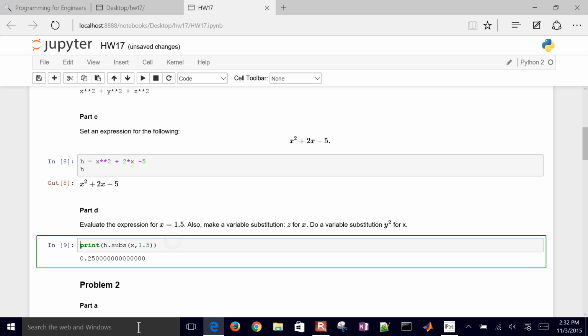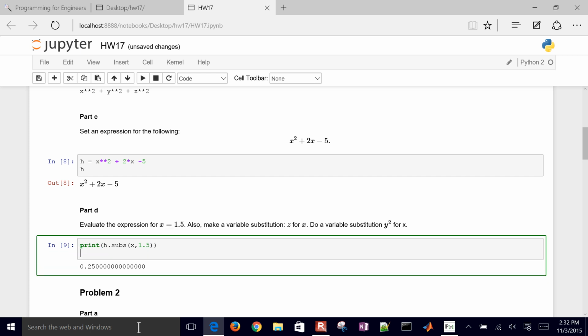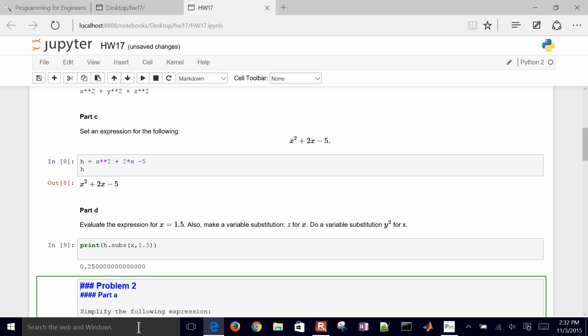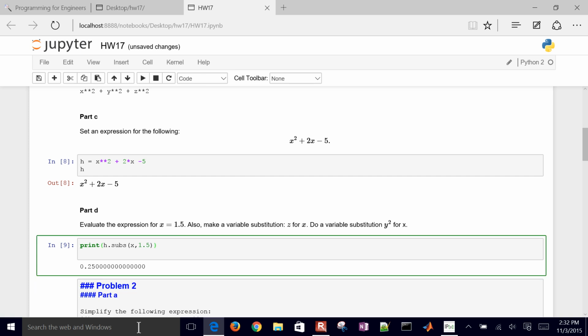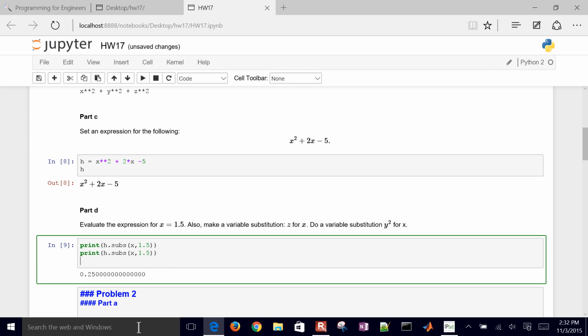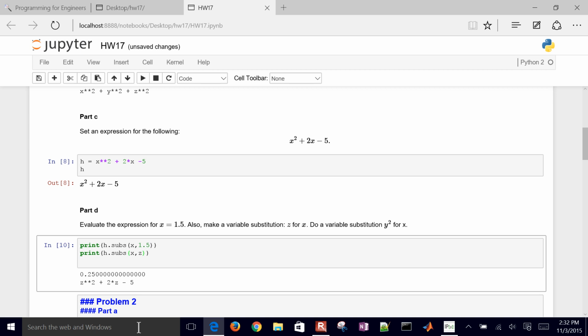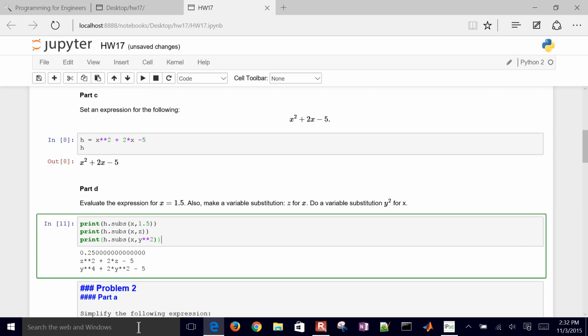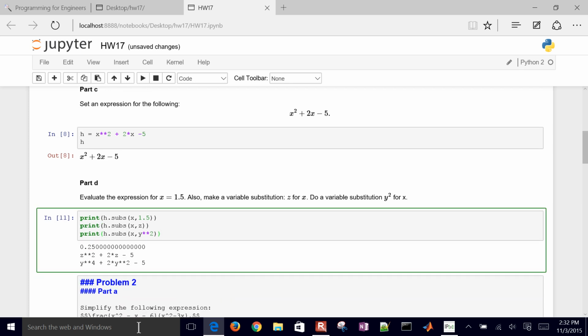That's 0.25. Let's do it again, but now we're going to substitute z for x. Okay, so we'll do that symbolically. Just put z in there. Now we have it in terms of z. And then let's do another one, where we'll substitute y squared for the x. Okay, so there I have it in symbolic form.